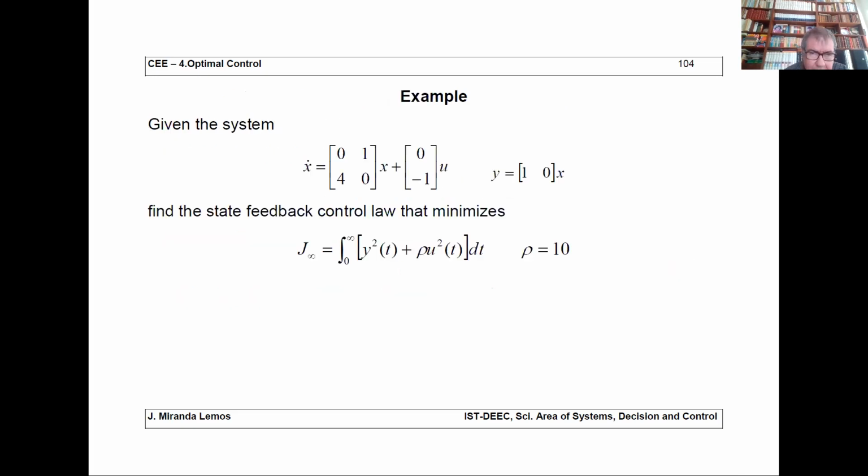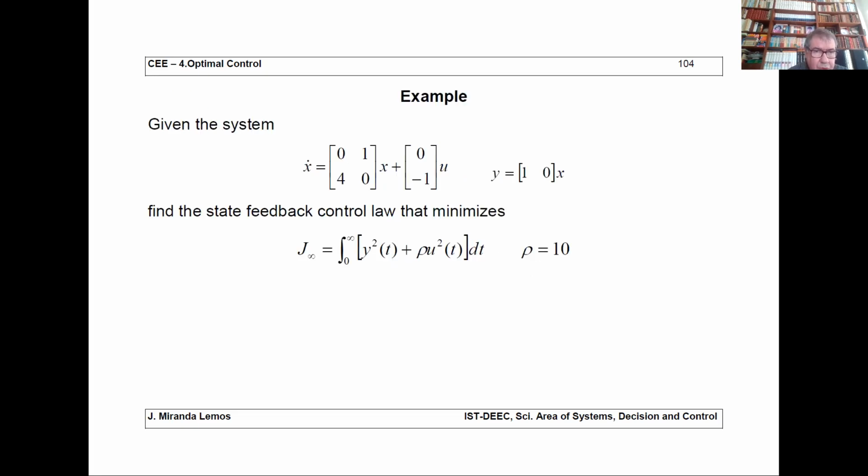Let me give you an example. Suppose that you have this system of second order. Actually, I will present you two examples, and then I will ask you to do one example in which you do the design by the two ways. So, suppose that you have this state model, state realization, and you want to find out the control law that minimizes this quadratic function with rho equal to 10.